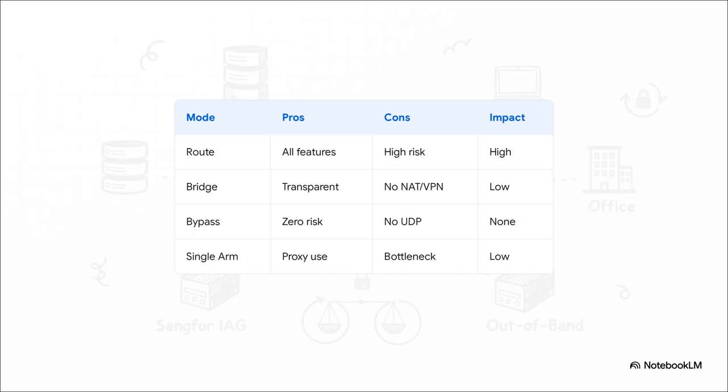On one hand, root mode gives you every single feature Sangfor has to offer, but it requires the highest network impact and carries the absolute highest risk of total downtime if you don't have proper failsafes. Conversely, with bypass mode, you have virtually zero network impact and bulletproof failure recovery, but you completely sacrifice control over UDP and P2P traffic. Bridge and single arm, they sit right in the middle, offering some really balanced compromises. This matrix right here is basically your cheat sheet for network architecture.